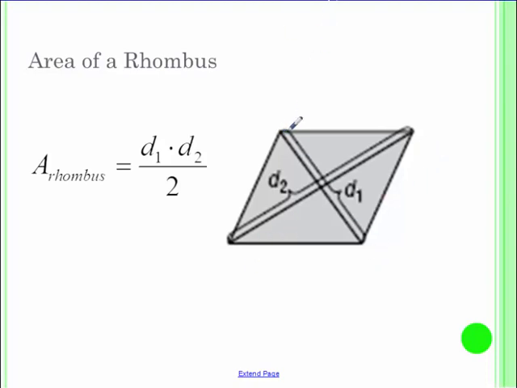Remember, they split each other in half, and if you look closely, one of the properties was that this is a right angle. So what we essentially are doing is finding the area of two triangles: the one on the top right, this one here, and then the one on the bottom left. And when we do base times height divided by 2 for both of those, and combine those formulas together and manipulate the equation, we get diagonal 1 times diagonal 2 divided by 2.